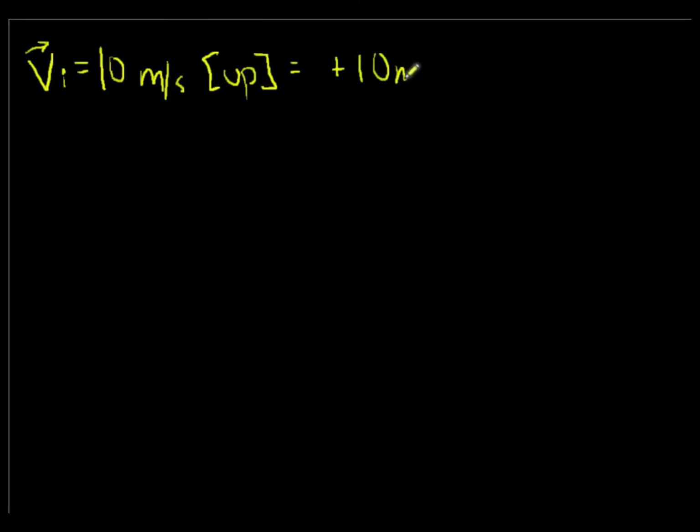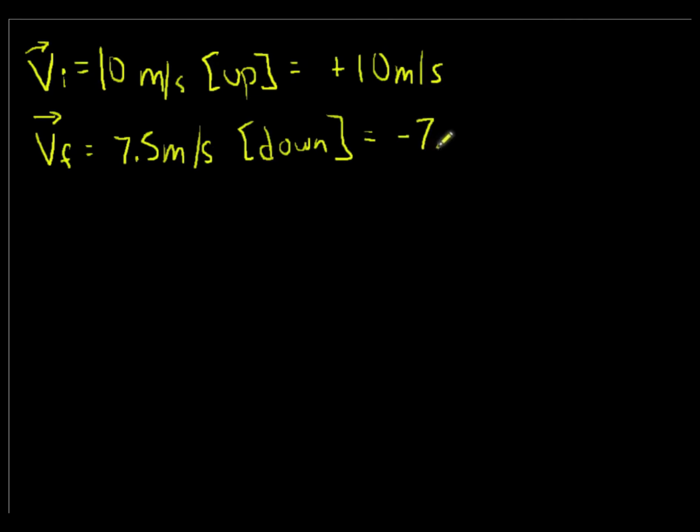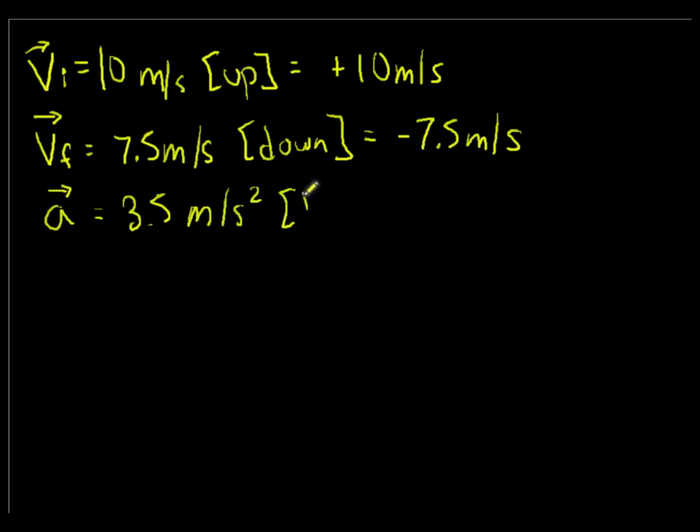Now let's solve for the time. We start by making a list. Vi is equal to 10 meters per second up the ramp. This is equal to positive 10 meters per second. Vf is negative 7.5 meters per second down the ramp. Down is a negative direction, so this is negative 7.5 meters per second. The acceleration is 3.5 meters per second squared down the ramp. Because down is a negative direction, the acceleration is negative 3.5 meters per second squared.